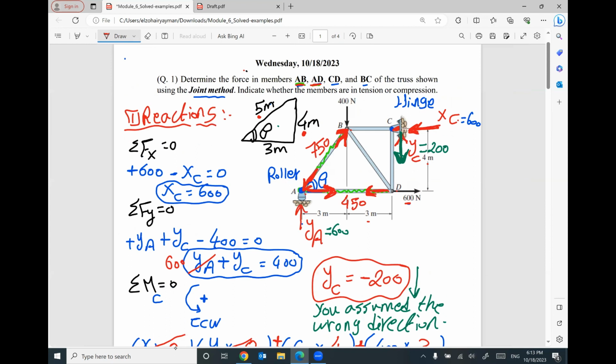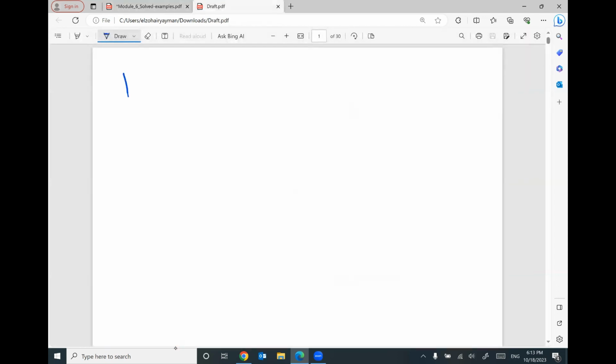We still have two more: member CD and member BC. Which joint am I going to start with? The joint at the intersection between the two members. CD and BC intersect at C, so I will work on joint C.